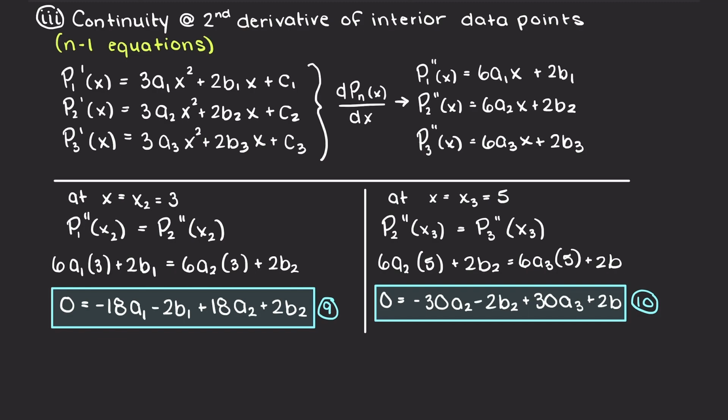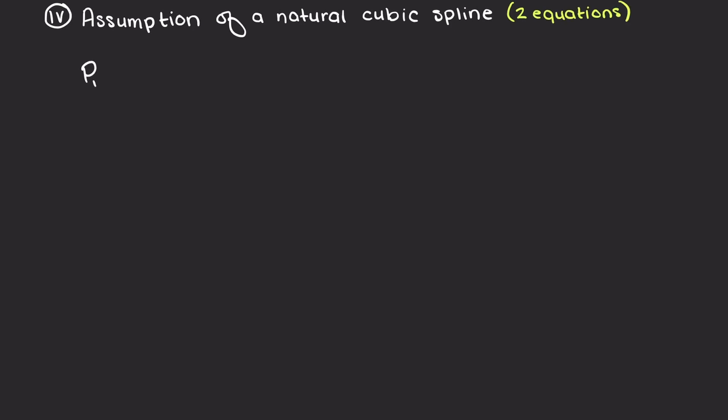Now, as you can see, we have 10 equations and we are only missing 2. We were told to assume a natural cubic spline, so let's do that. In a natural cubic spline, we assume that the second derivative of our endpoints are both equal to 0, meaning at that point it is simply a straight line.